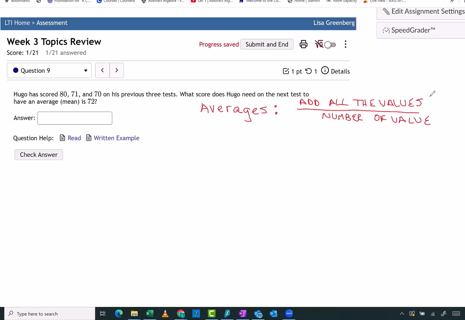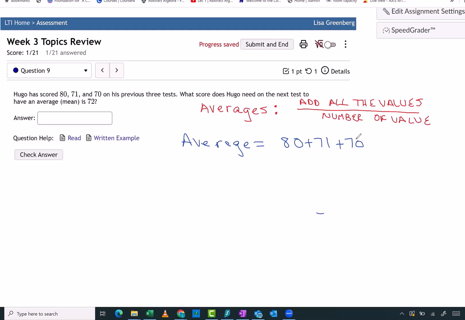I have 3 tests that I'm given scores for. Let's call this average, is equal to, I'm going to add all the values, 80 plus 71 plus 70. Now, if I wanted to find the average of those 3 numbers, I would then divide that by 3, and I would find the average of those 3 numbers. But that's not what the question asks. What score does Hugo need to make on his next test?